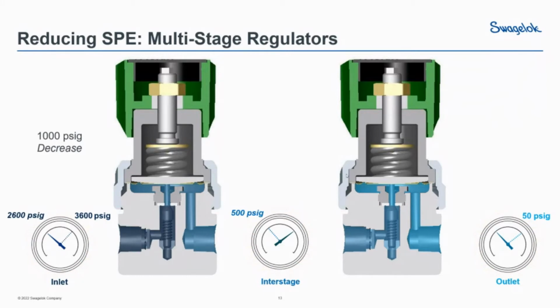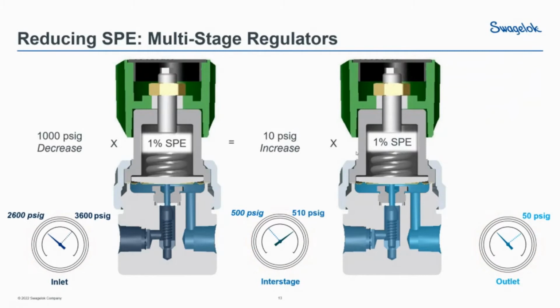And we've stopped our flow. Once again, we've had the same 1000 psi decrease on the inlet. So let's see what happens to the interstage pressure. We have the same 1% supply pressure effect that we had before. So we have the same 10 psi increase. So our interstage pressure goes up from 500 to 510 psi.